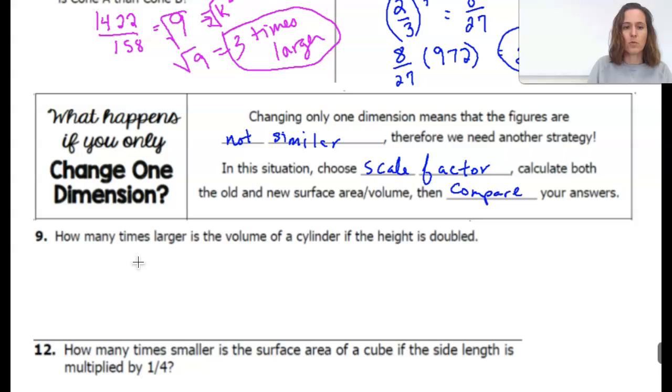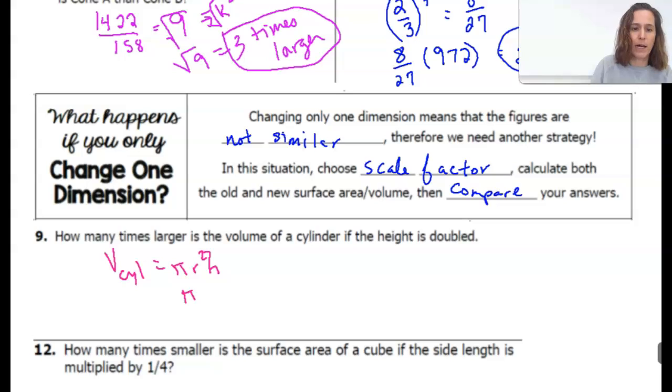In this example, we're trying to figure out how many times larger is the volume if the height is doubled. So we're saying what happens if you change the height. The volume of a cylinder is pi r squared h. And notice that the part being squared is the radius. So that is going to be affecting the volume at a faster rate. However, the height is just one dimension. So we can pretend that the height is 2.